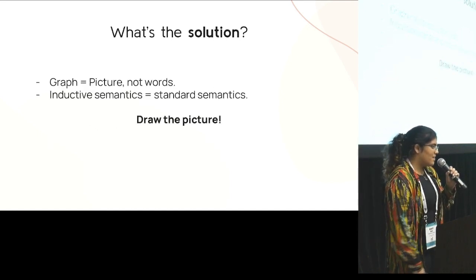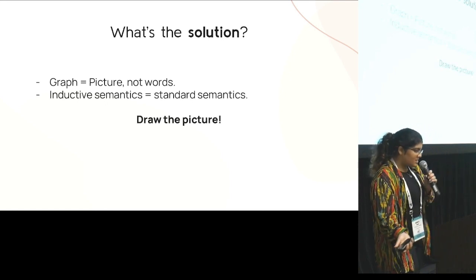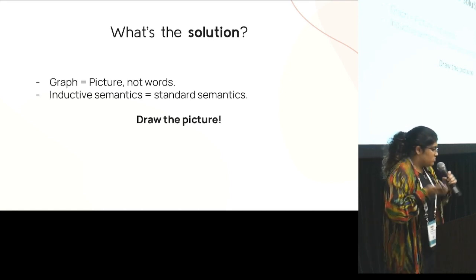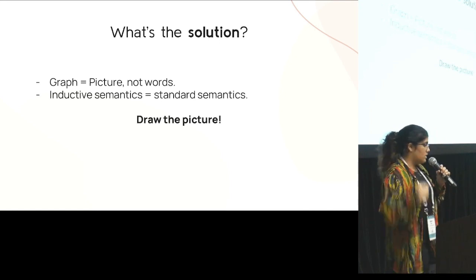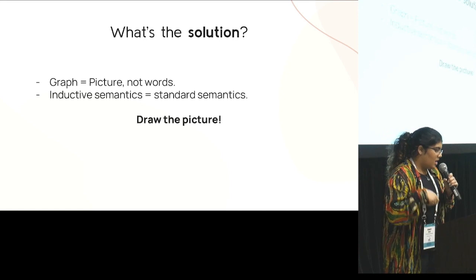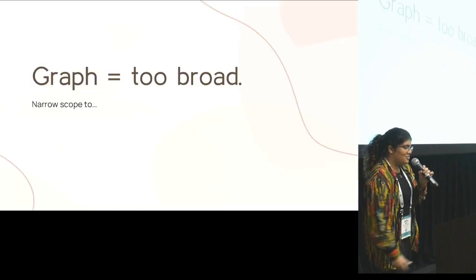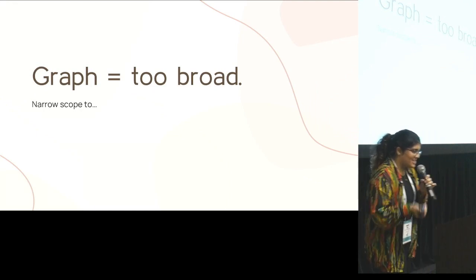I think the solution's a bit obvious. I said graph, you imagine a picture, you don't imagine words. And the semantics are the same, you're talking about the same thing. So just draw the picture, just look at the picture and think about it in terms of the picture instead of the words that are really complicated. Okay, I'm going to backtrack a little here. I did say graph, it's a little too broad. I said graph so I wouldn't have to give a lot of technical details.